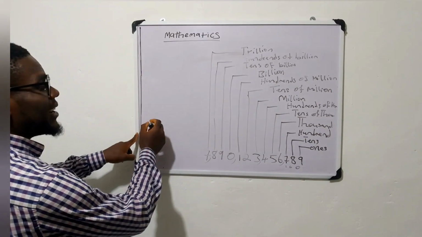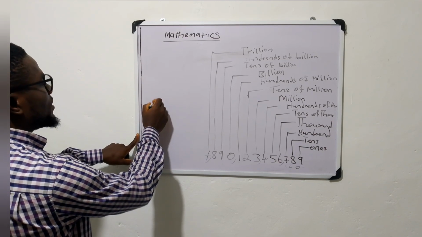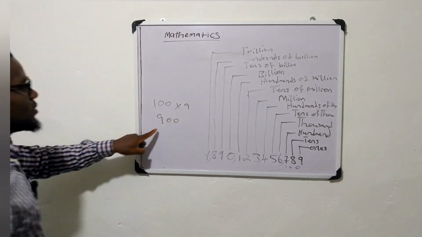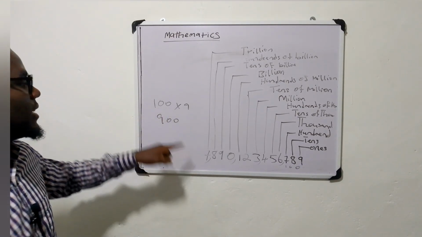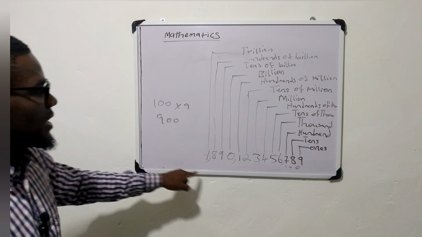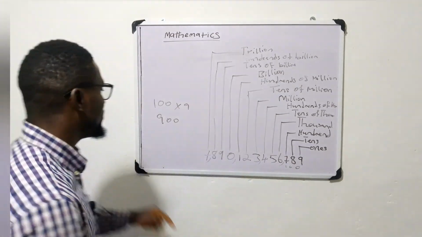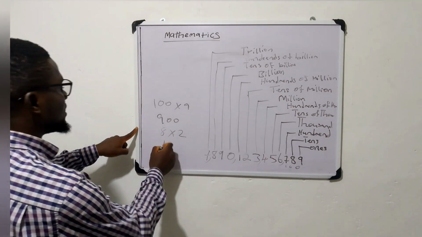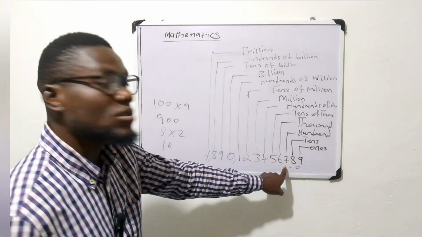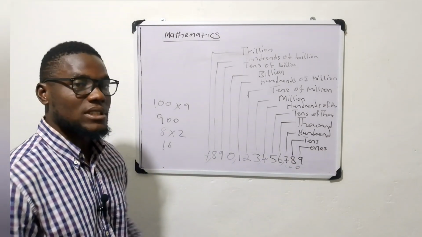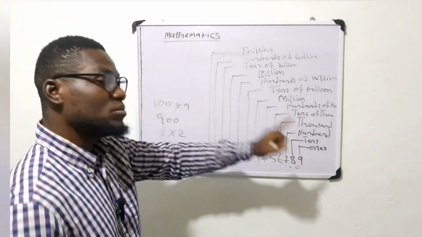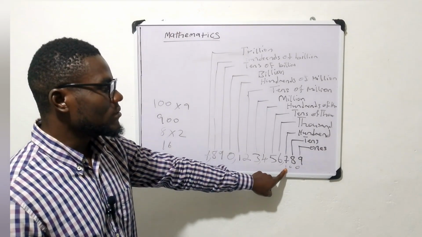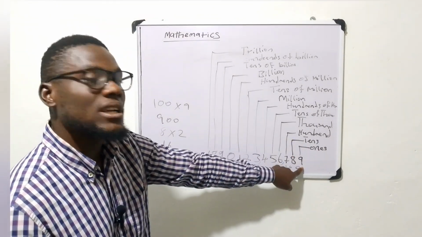Let's prove it here. You have 100 multiplied by 9. You still have 900. You do not have 9,000. It is still three digits. Now you have 8 times 2. Let's say 8 multiplied by 2. You still have 16. It doesn't exceed 200. They are tens of ones. Whatever value you're going to have here, it must be two digits once you multiply it with the ones here.